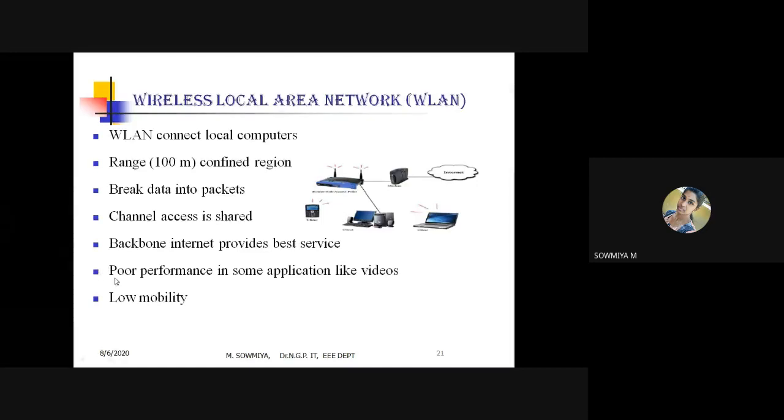And also, we can get low performance in some cases, such as videos, which exceed the capacity of the WLAN. However, the devices connected in this WLAN at the same time can be accessed only by using one single channel. And also, the WLAN can only be accessed with low mobility.